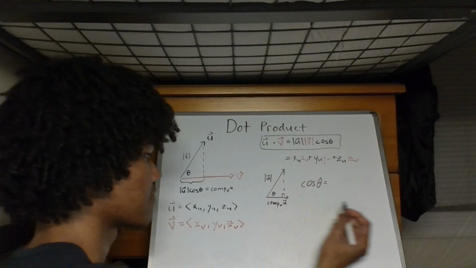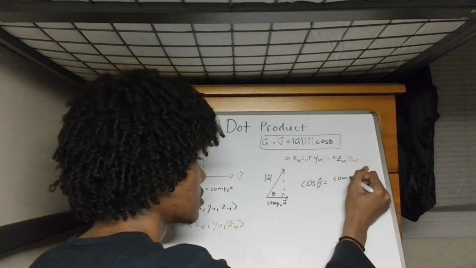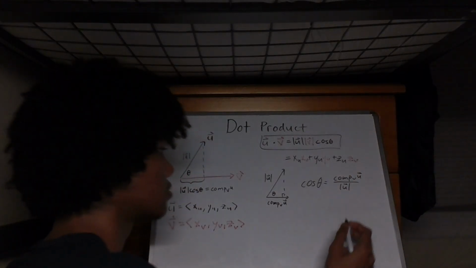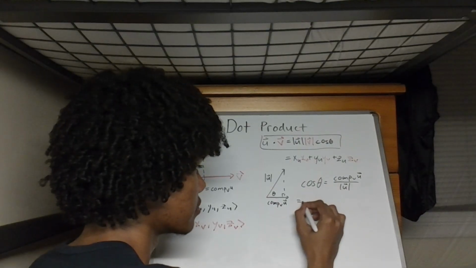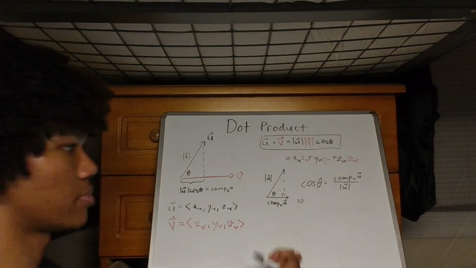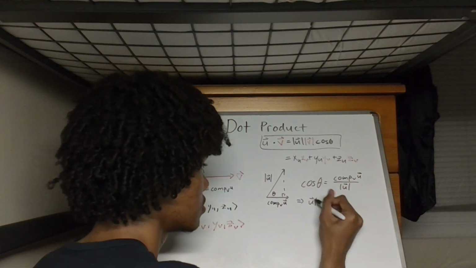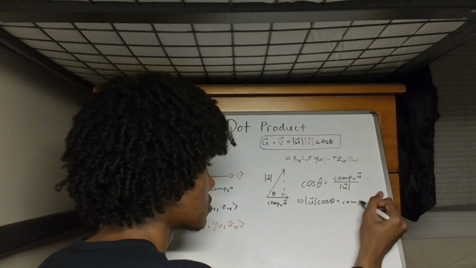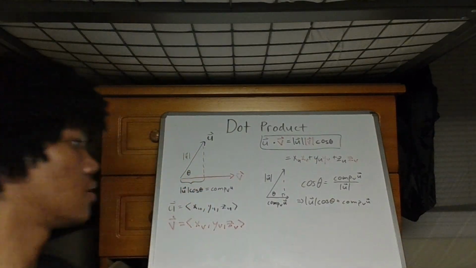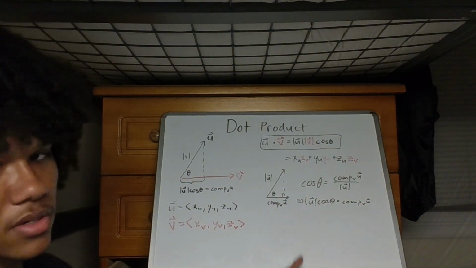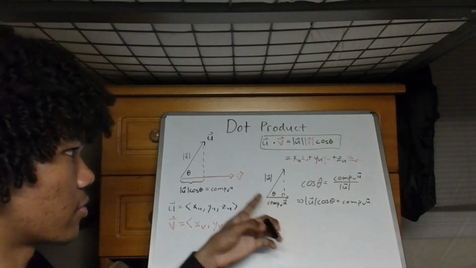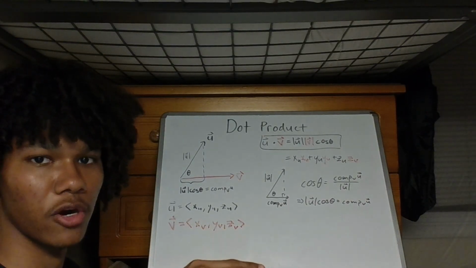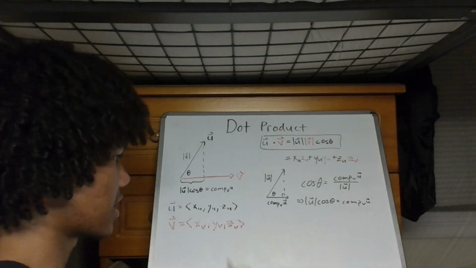But if you took the cosine of theta, it'd give you this component divided by the magnitude of u. And rearranging for the component would give you the magnitude of u multiplied by cosine of theta is the component. So now we have part of the geometric dot product, but now we're just missing the v, or the vector that we've drawn our component along.